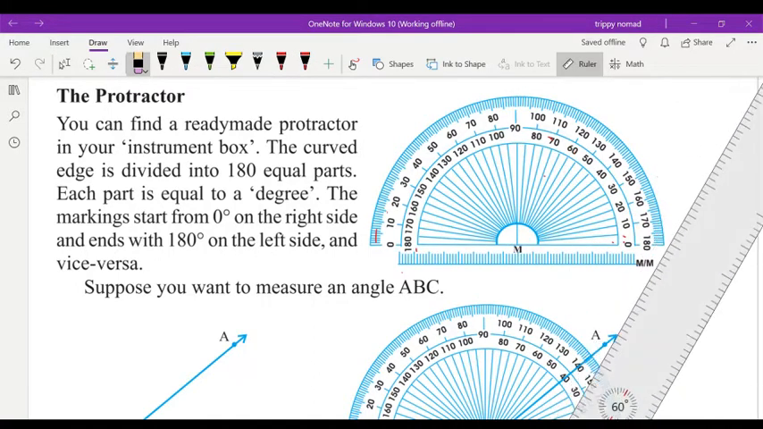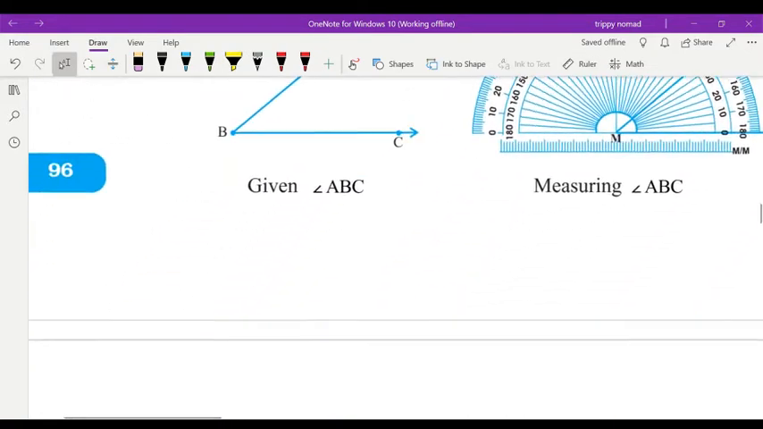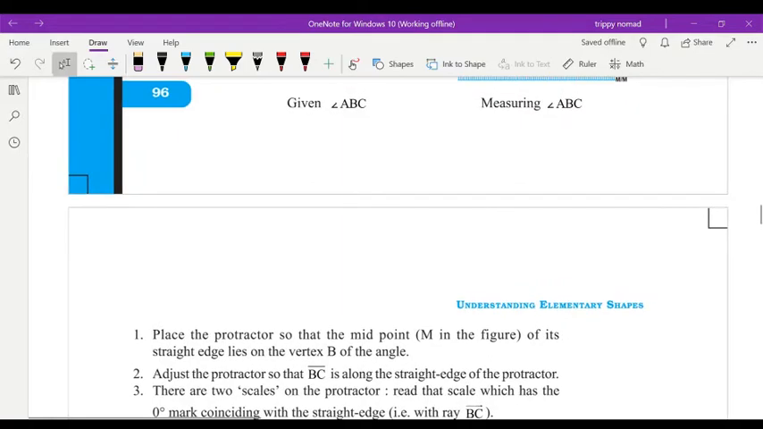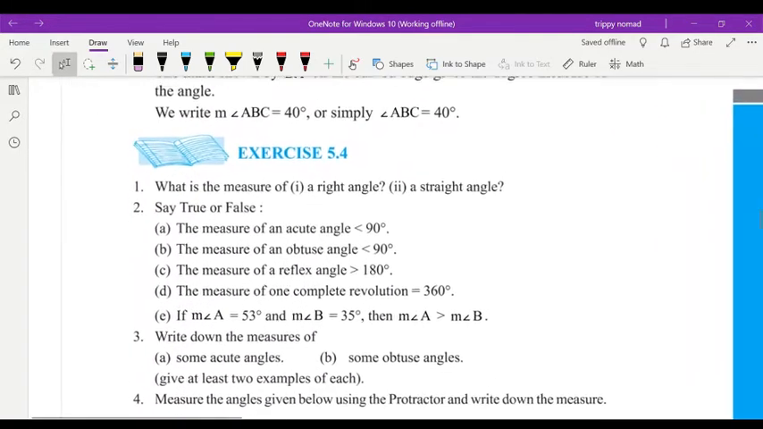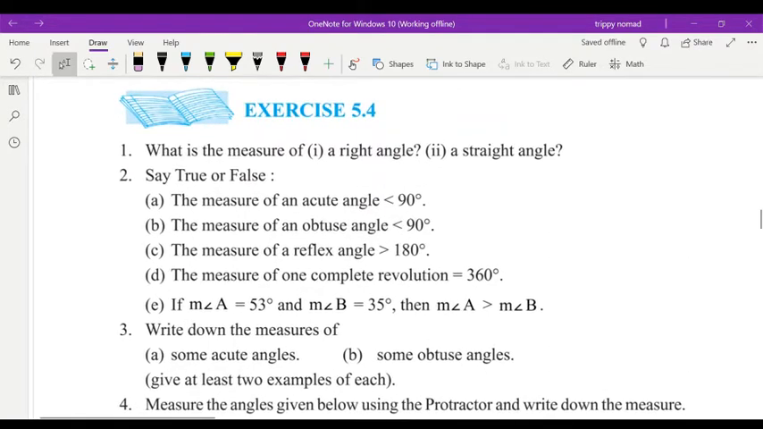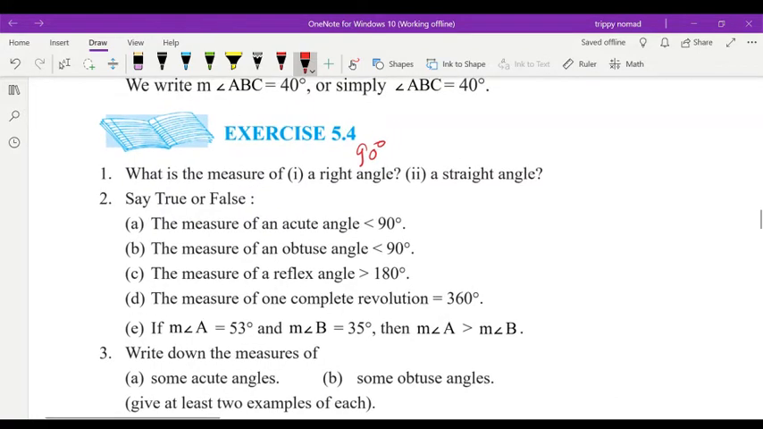Now we are talking about how to measure using a protractor also. So let's start exercise 5.4. What is the measure of a right angle? That you know. What is the measure of a right angle? 90 degree. And what is the measure of a straight angle? That is 180 degree. That is the measure of a straight angle. You will write here 180 degree.